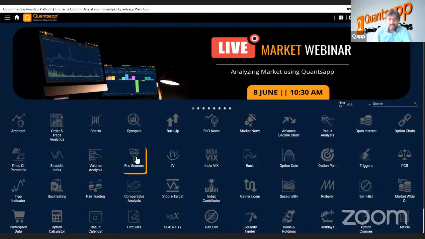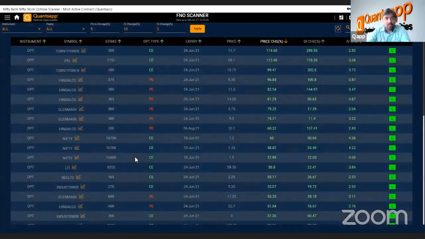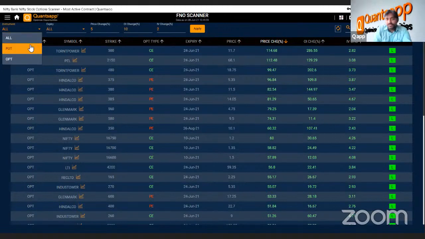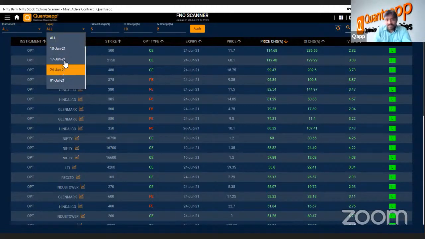So we have an F&O scanner also here. Now, what is this? Again, you can see the Torrent Power. So there are a few things here we can scan, and we can get what activities are happening in different call options and put options based on our defined criteria, right? So here you can check. We have options for futures and both, right? Options, right?